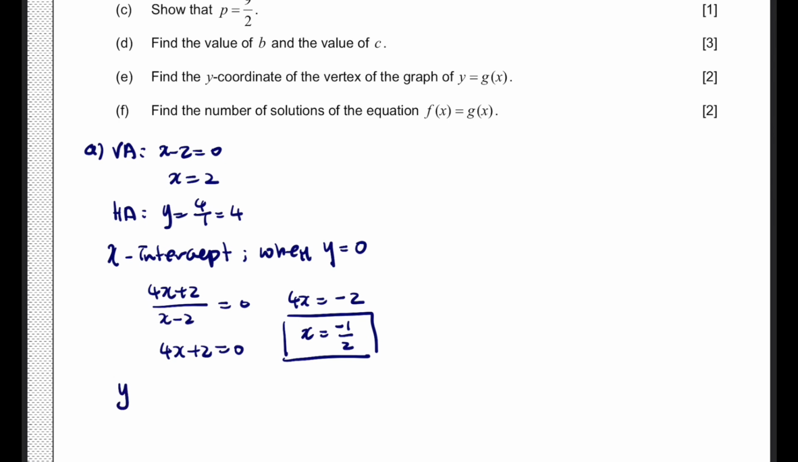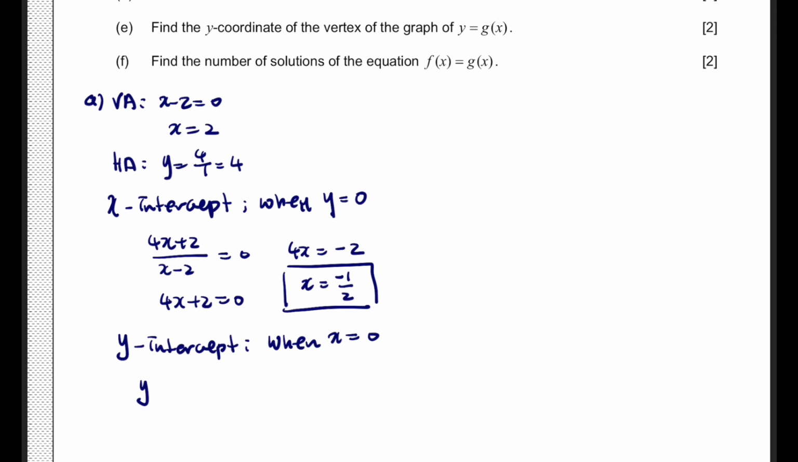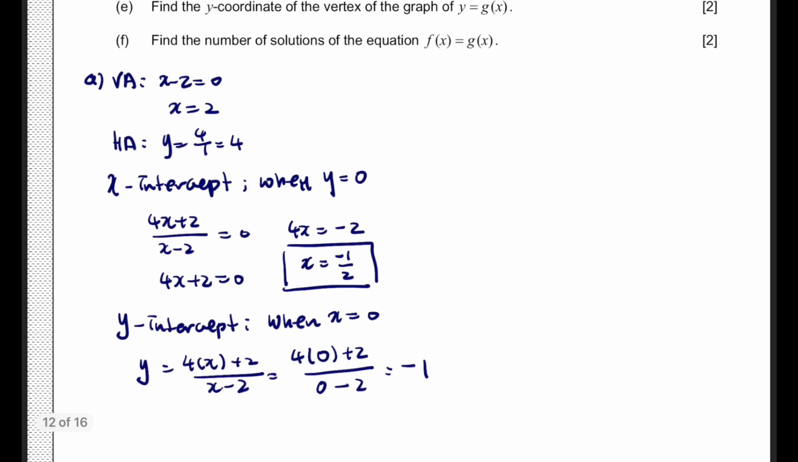Then for the y-intercept, to calculate it we set the x value equal to 0. When x is 0, y is the same as 4x plus 2 divided by x minus 2, which is 4 times 0 plus 2 over 0 minus 2. So the y-intercept is negative 1. So we got the 4 points, right?